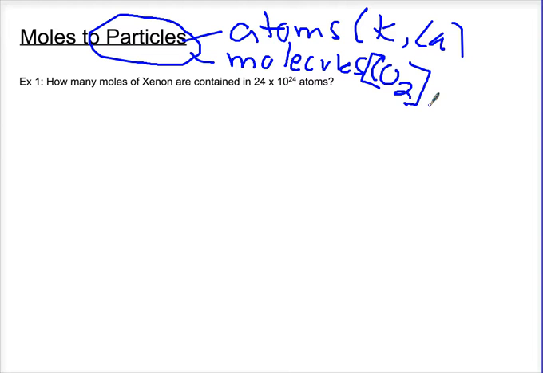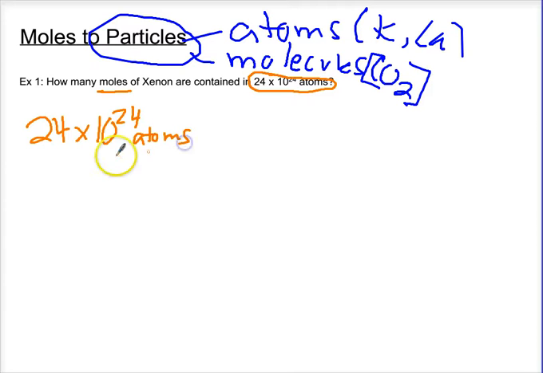We're going to look at two example problems just to get quick practice with this skill. So the first problem asks, how many moles of xenon are contained in 24 times 10 to the 24th atoms? So my given, 24 times 10 to the 24th atoms, and I'm trying to figure out how many moles. So as always, start with writing my given. So 24 times 10 to the 24th atoms is my given. And now I've got to do my conversions.